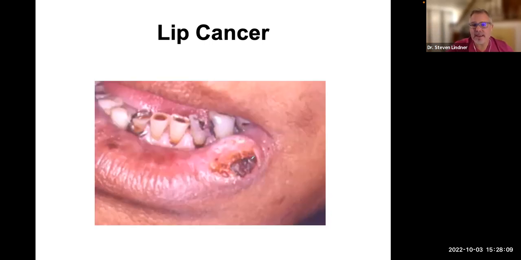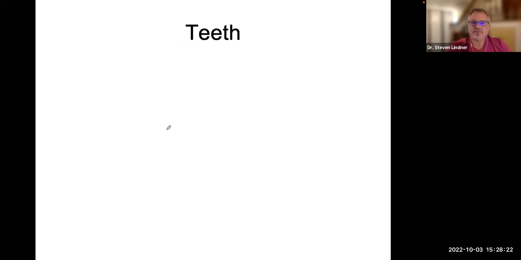This is what lip cancer looks like. You can tell this is a smoker. You can see the tar buildup. You can see the tar accumulation in the teeth, the broken teeth, poor hygiene here as well. Okay, when we come back, we'll talk a little bit about the teeth.